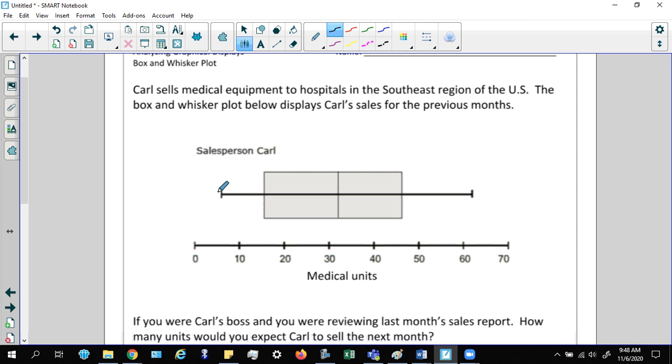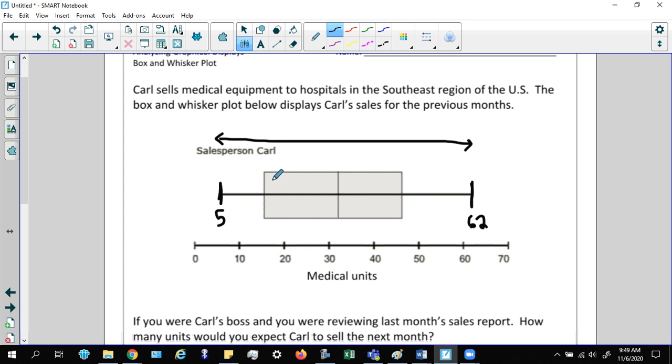This is kind of how a box and whisker plot is read. What we have here are basically the endpoints. This would be considered how much he has actually sold in his career, from this point to this point. I'm just going to guesstimate: let's say this is 5 units, and this we'll call 62. So in the context of this question, Carl, in his career, has sold anywhere from 5 to 62 units a month. So that's his range.